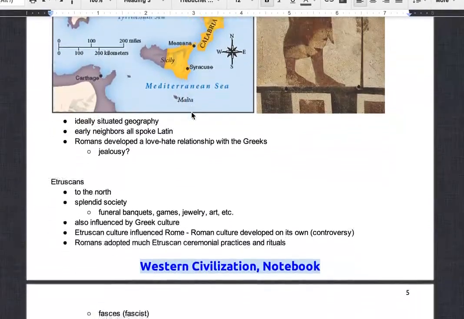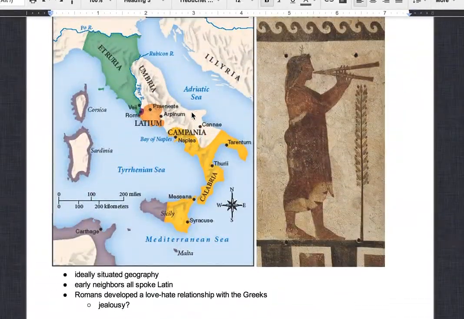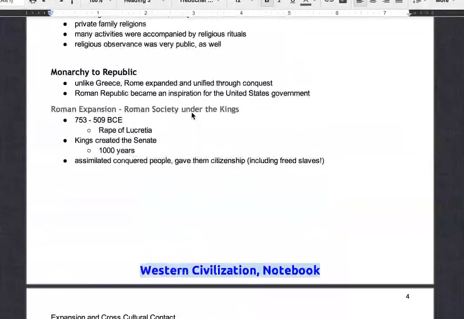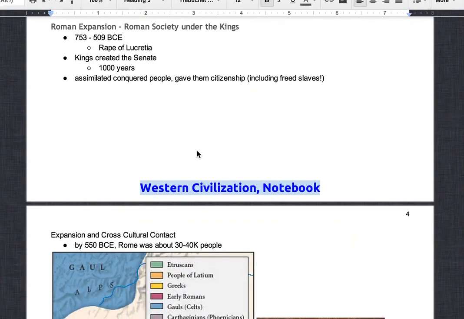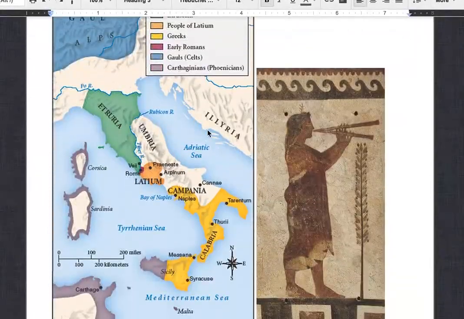So that's a very quick summary of what we have been discussing in class about Roman expansion in the early days of Rome. And again, remember to refer to your text for reinforcements on this.